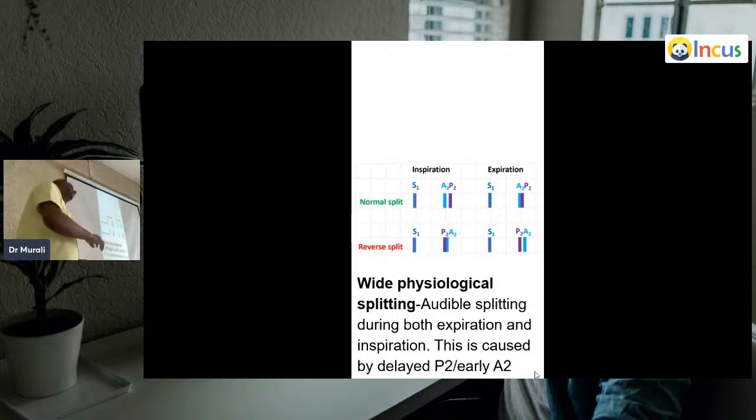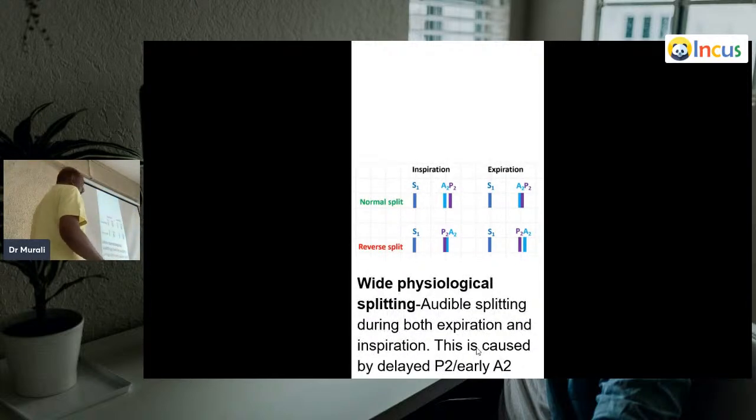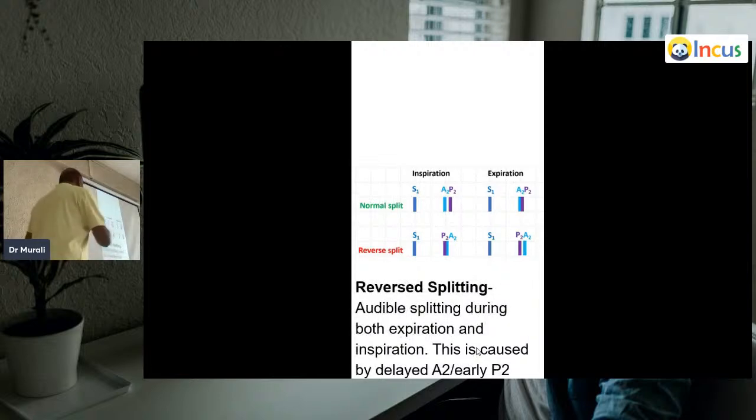During expiration, it is either due to delayed P2 or early A2. Normally A2, P2 responsible for split. Anything that delays the P2 or makes the A2 become early leads to wide physiological splitting. Then what is the meaning of reversible splitting?